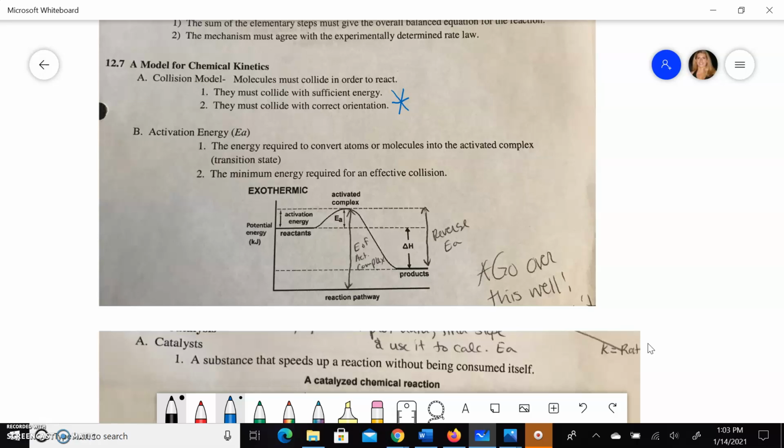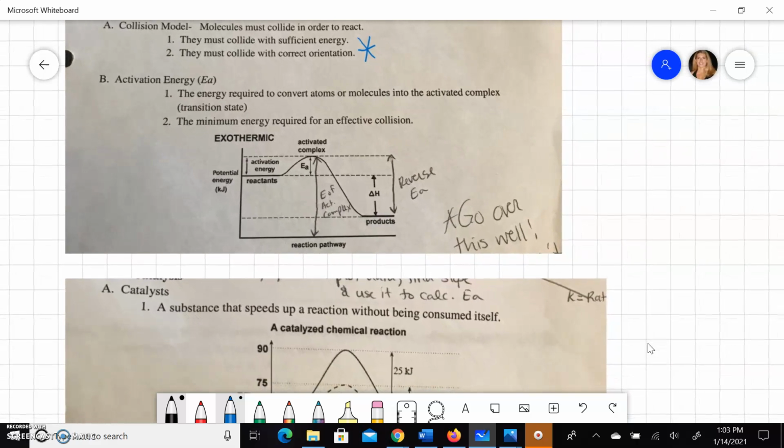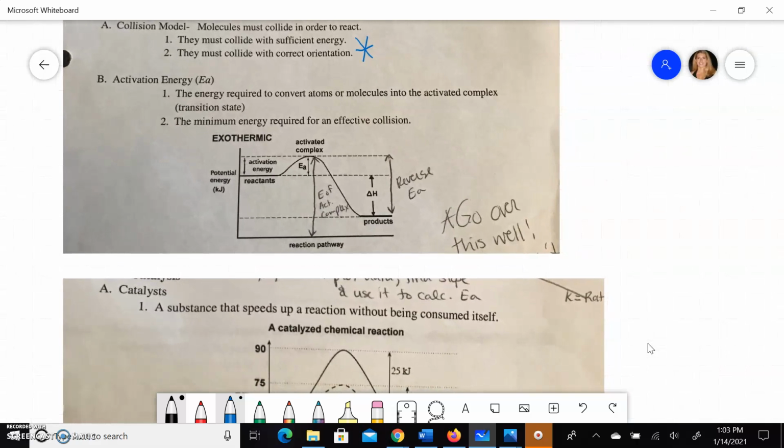That if you can increase the chances that one or both of those would happen, then you're going to increase the rate of the reaction. And they also go into detail about the energy diagram that we've talked about several times, but note that I made a note in my notes that students tend to forget this, so to go over it well.